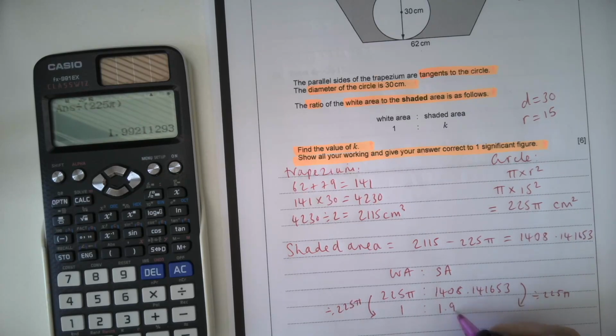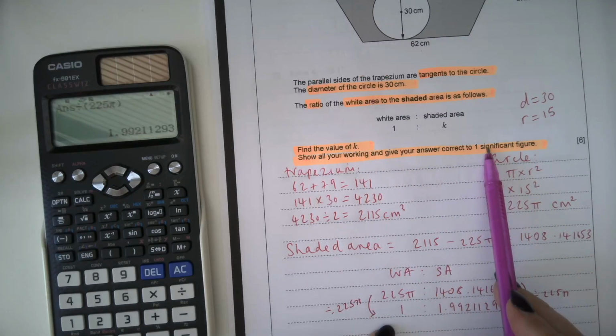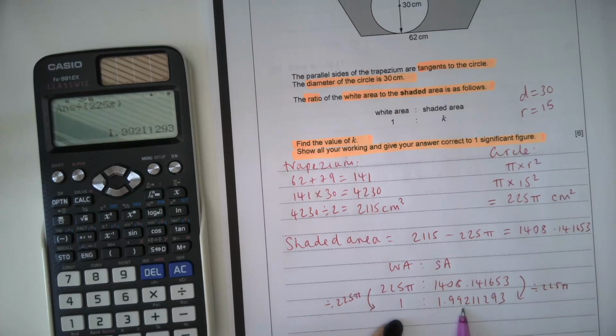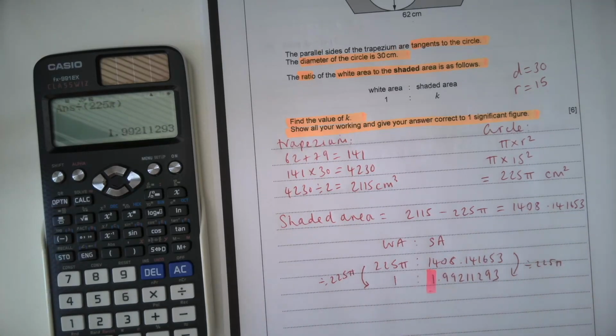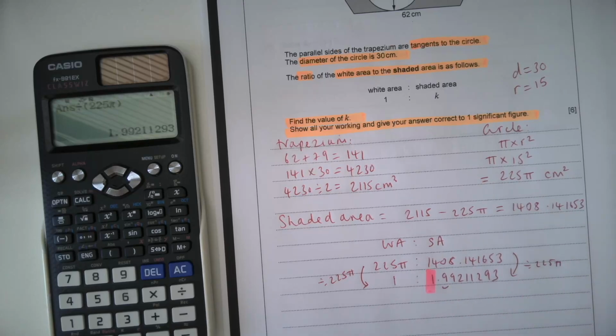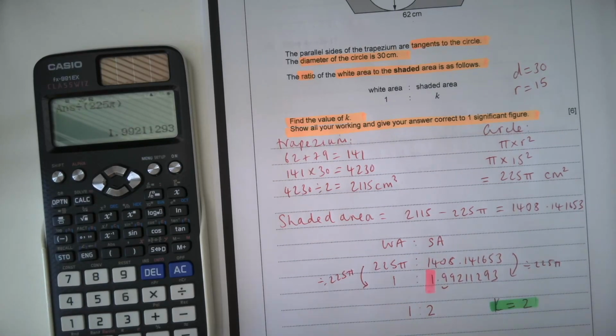Okay, is 1.992119293. Okay, so we want it to one significant figure. So this is k here, remember, that's the part of the ratio to one significant figure. The first significant figure is the 1, but the value after it can change it, okay? That 9 is 5 or above, so that is going to go up by 1. So our ratio is 1 to 2, so k equals 2. And that's our final answer.